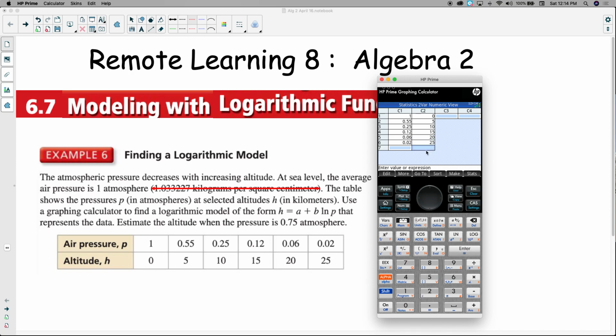Okay, so I just want to make sure everything is correct. There we go. I've got the C1 column and the C2 column, and if you're working on the Texas Instrument, you've got L1 and L2. And the next thing I need to do is go to, remember, these three buttons play well together.